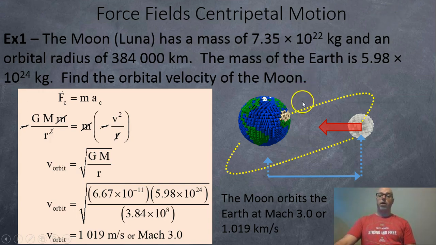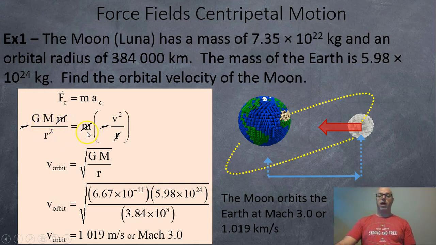Gravity is used for planetary motion and for satellite motion. So here we have F equals ma. Now here's the moon. The moon has a mass of 7.35 times 10 to the 22 kilograms. Its orbital radius is 384,000 kilometers from the Earth, center to center. And of course the Earth has a mass of 5.98 times 10 to the 24. So the centripetal motion is going to be provided by the force of gravity. So we have negative GMm over r squared.